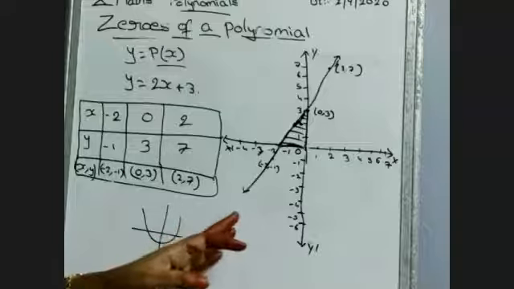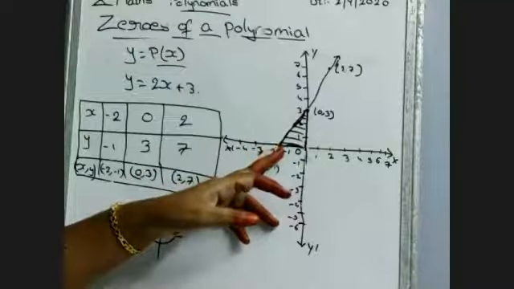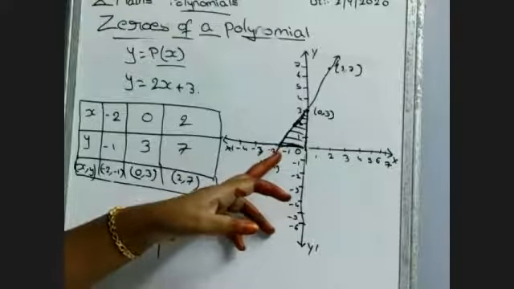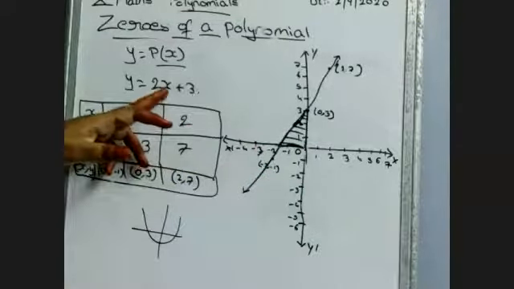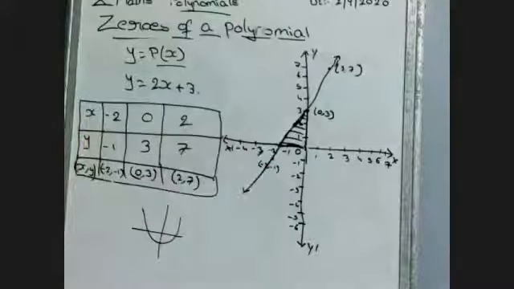So here, if you observe, it is cutting the x-axis only one time. Yes or no? See, this is the equation 2x plus 3. 2x plus 3 means this degree is 1. So how many times is it cutting? Only one time. The x-axis is cut only one time, otherwise intersecting and going.